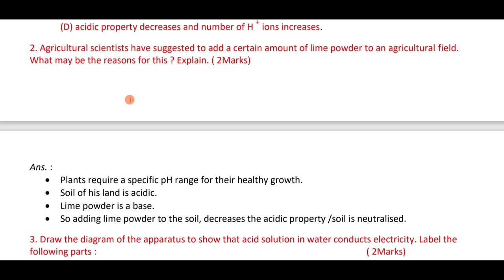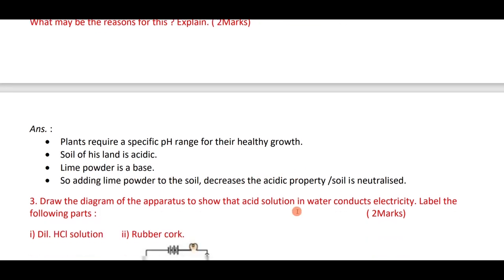Agricultural scientists suggested adding a certain amount of lime water to an agricultural field. What is the reason? To maintain the specific pH range of the soil so that the plants grow healthy. Because the soil may be acidic, and lime powder is a base, the base should be added to make the soil a little basic. So adding lime powder to the soil decreases the acidic property and the soil is neutralized.